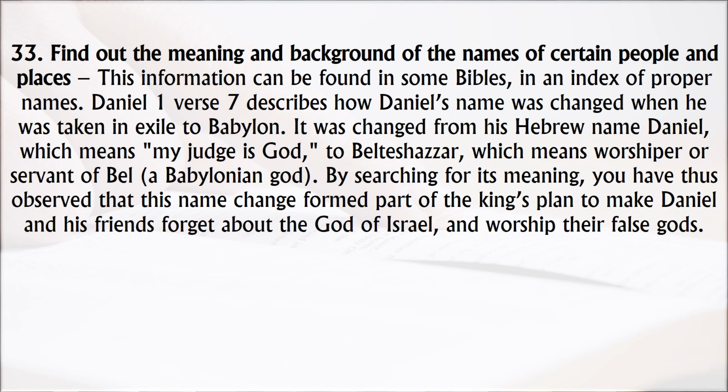Daniel 1 verse 7 describes how Daniel's name was changed when he was taken in exile to Babylon. It was changed from his Hebrew name Daniel, which means, "My judge is God," to Belteshazzar, which means worshipper or servant of Bel, a Babylonian god. By searching for its meaning, you have thus observed that this name change formed part of the king's plan to make Daniel and his friends forget about the God of Israel and worship their false gods.